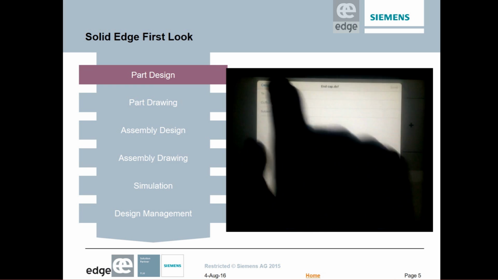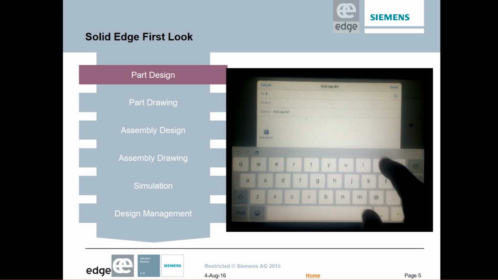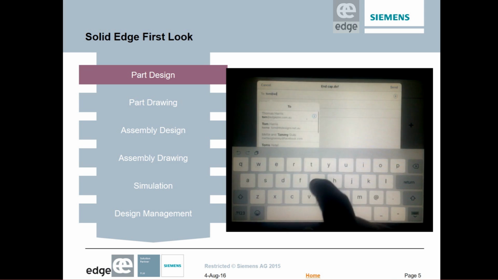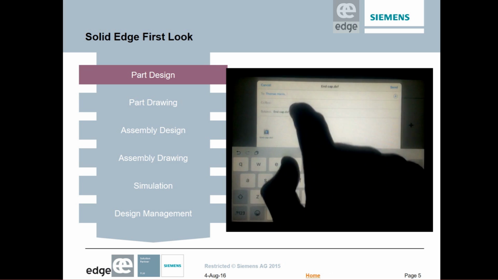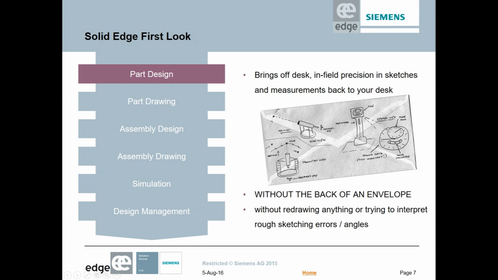I could use Dropbox. I can use a number of different ways of sharing and getting this data back to the desktop computer, but in this case I'll just do a DXF. Send that, and that heads off back to my desktop PC where I can open my email and save it. Now, this is quite critical because it links your desktop work with your field work, and it means there's no translation or redoing of the work that you do in the field to your desktop.